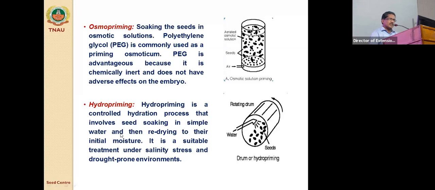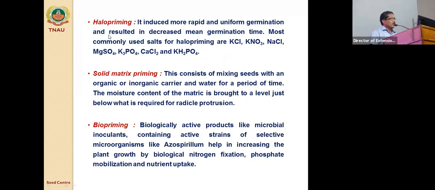Then hydropriming is simply soaking the seeds in plain water for a prescribed period, then drying back the seeds to the original moisture content. That is hydropriming. Then halopriming is where we can include any of the micronutrients or any salt, based on our purpose, especially to overcome stress situations like moisture stress or sometimes heat stress and other stress situations. We can go for soaking the seeds in mineral salt or some salt solutions.